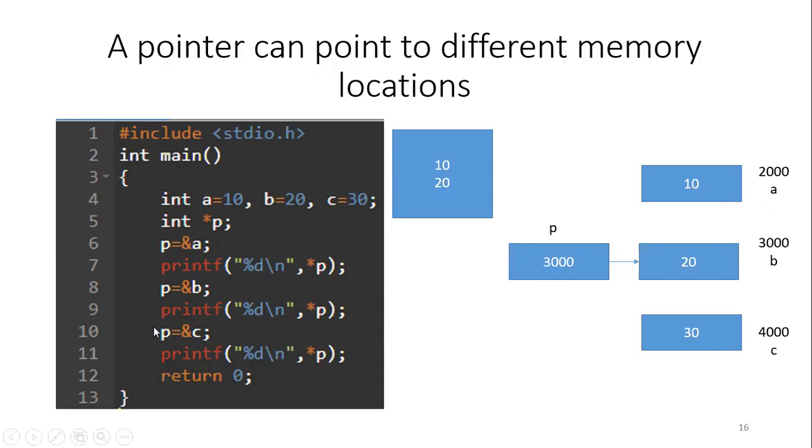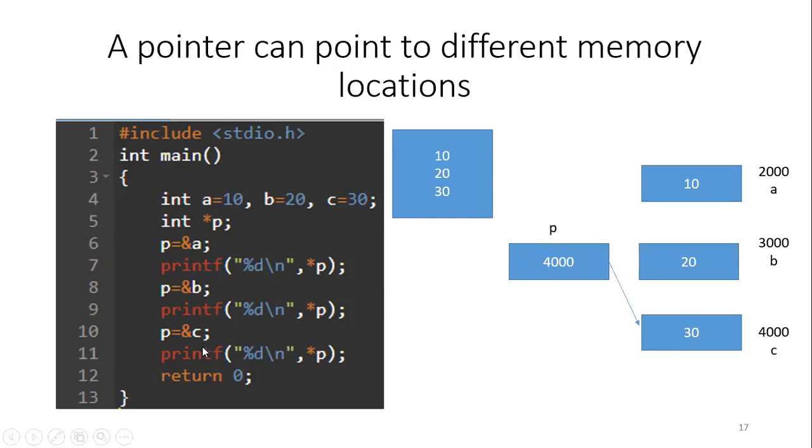Then in line number 10, I am initializing P with P is equal to ampersand C. So now the address of C will be stored in P. C is at the address 4000. So this particular address will be stored in the pointer variable. So now 4000 is stored in the pointer variable P.